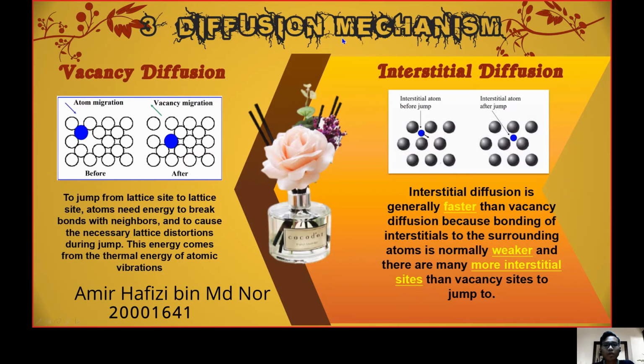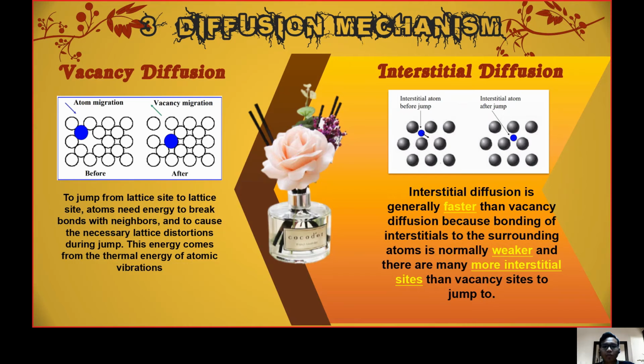Okay, for the third factor, which is diffusion mechanism, as we know, there are two different mechanisms of diffusion. Apparently, the diffuser oil consists of smaller atoms compared to the reed sticks, hence interstitial diffusion occurs. It is faster than the vacancy diffusion because of the weak bonding, and also more interstitial sites than vacancy sites to jump to. Alright, with the presence of capillary tubes, the oil will diffuse even faster, and therefore this shows that the fragrance oil will diffuse to the surrounding air efficiently since its diffusivity is higher compared to the vacancy diffusion mechanism.